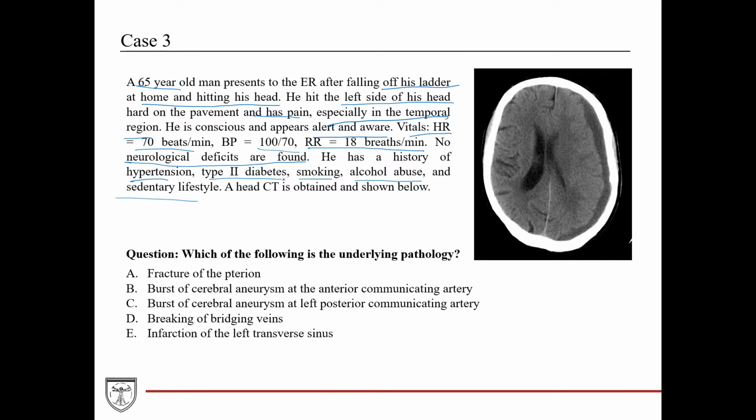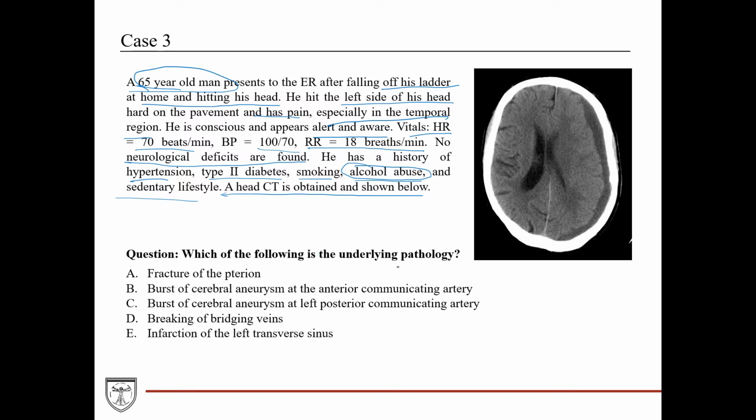He's got a lot of risk factors for cardiovascular disease and stroke, but these are key here: you've got alcohol abuse, and the fact that he's an older guy. Those are two risks for brain atrophy, which would be for a subdural. So we've got signs here potentially of an epidural or a subdural. So a head CT is obtained and shown below.